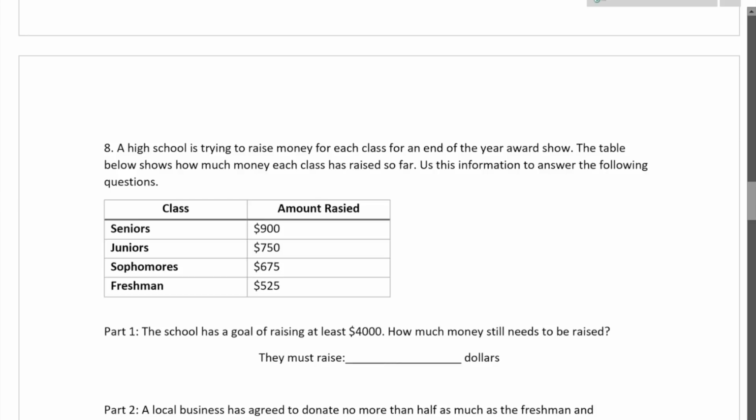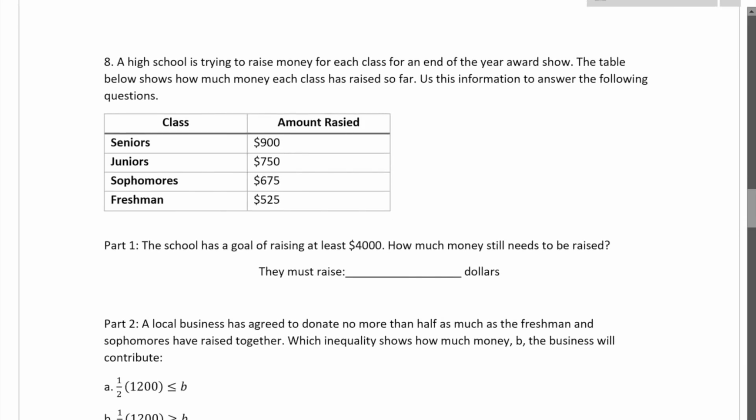All right. A high school is trying to raise money for each class for an end of the year award show. The table below shows how much money each class has raised so far. That should say use, not us. Use this information to answer the following questions. So each class and each amount. You have your seniors, your juniors, your sophomores, and your freshmen. You have 900, 750, 675, 525.